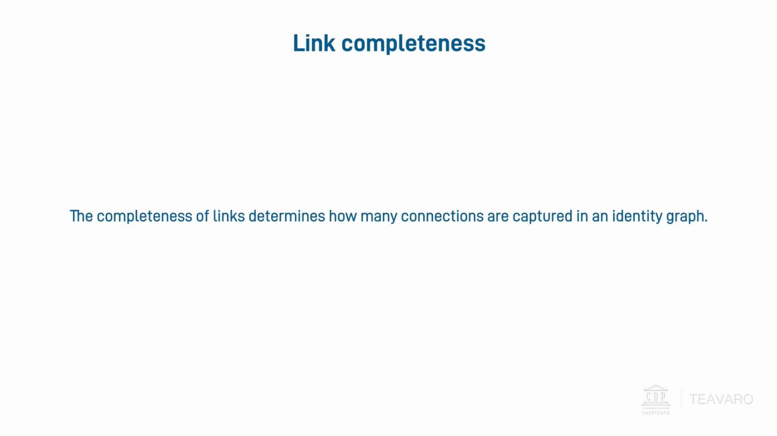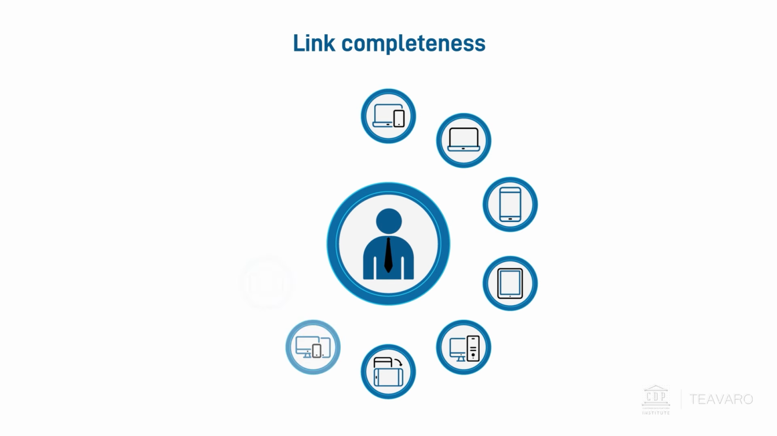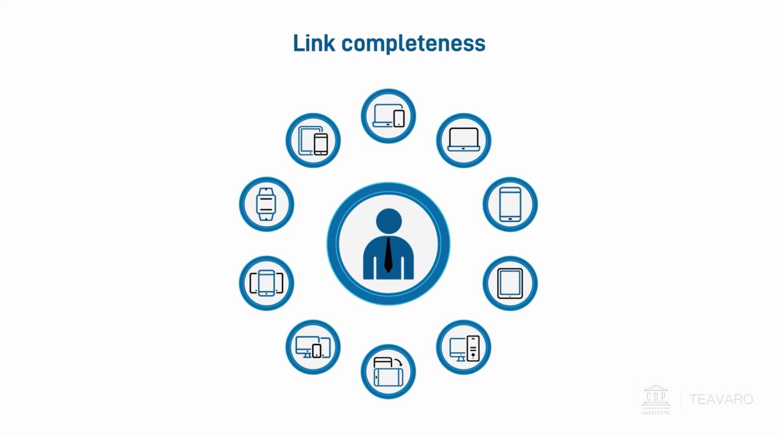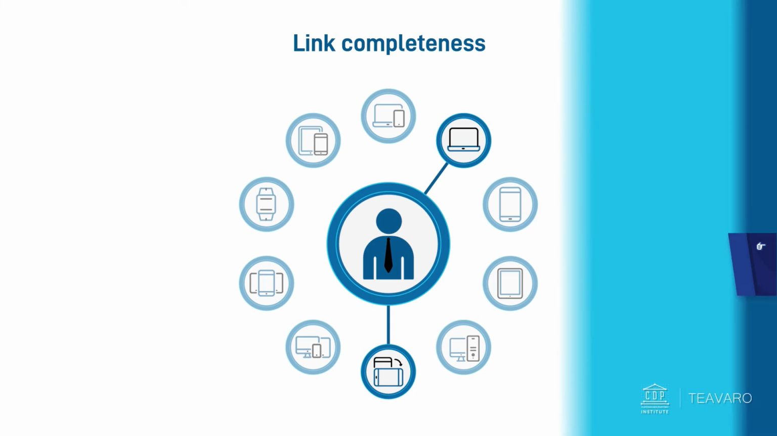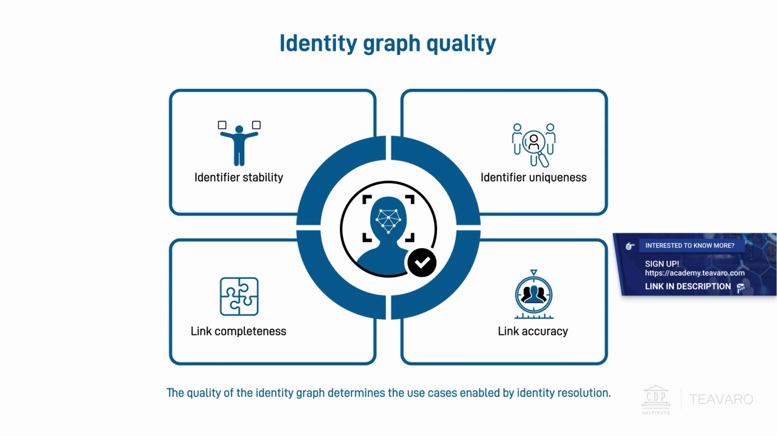Finally, let us look at link completeness. The completeness of links determines how many connections are captured in an identity graph. A person, for example, might use 10 devices, but only 2 of them are recognized and captured in the identity graph. The quality of the identity graph determines to which extent marketing and service use cases are supported, and which benefits are achieved by identity resolution.